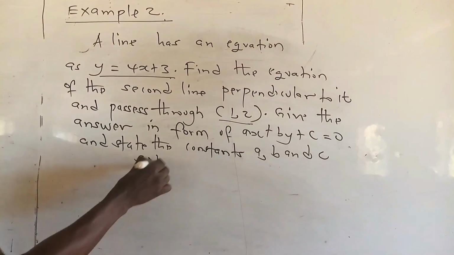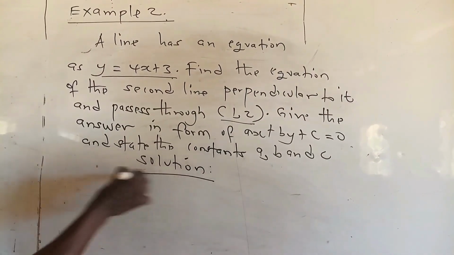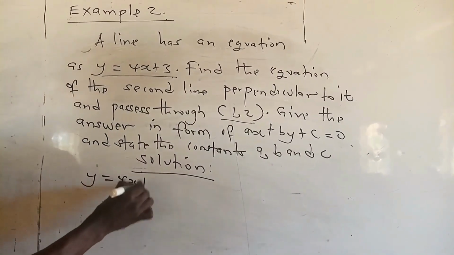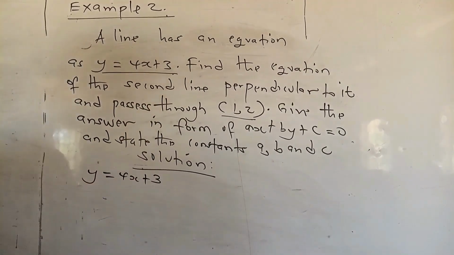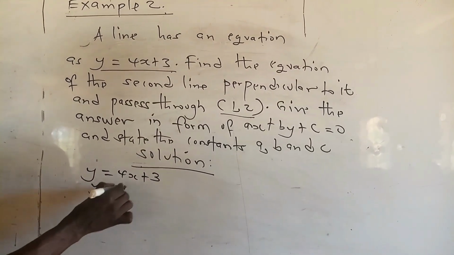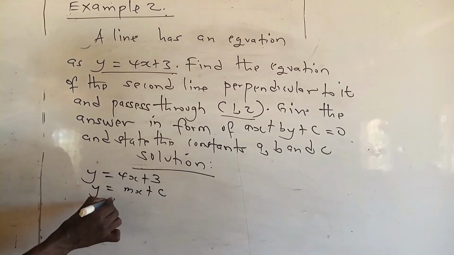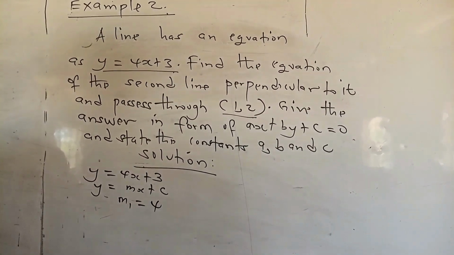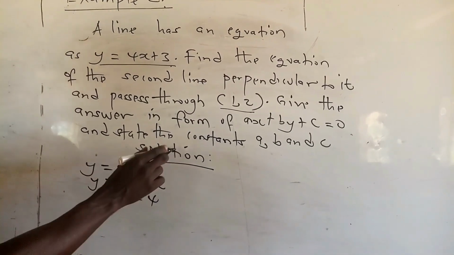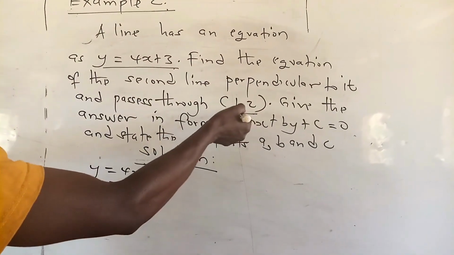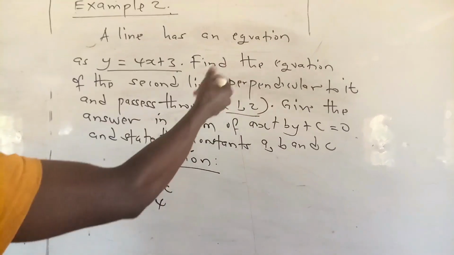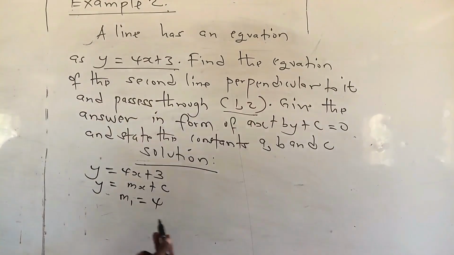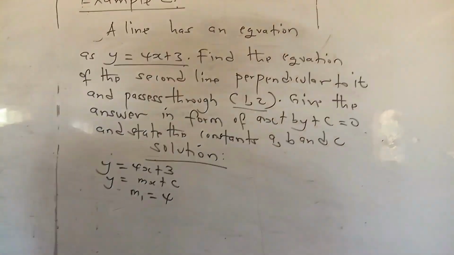So the solution to this is that from this line here, we have y is equal to 4x plus 3, which has been written in the form of y is equal to mx plus c. So our first gradient here, we can just pick it directly as 4, so that we can get the gradient of the line which is perpendicular. So we are supposed to find the equation of the second line that is perpendicular to it and is passing through this point. So we have one point. Let's get the other gradient.